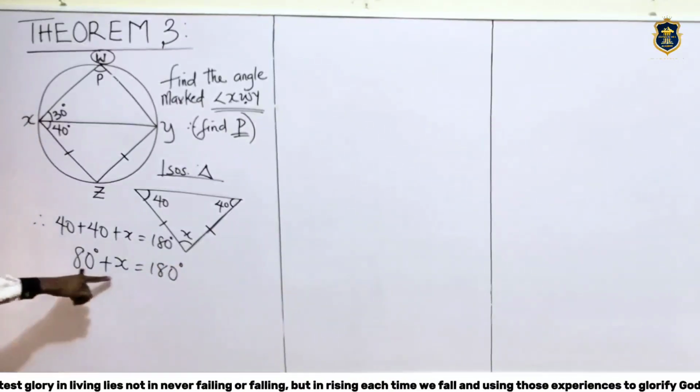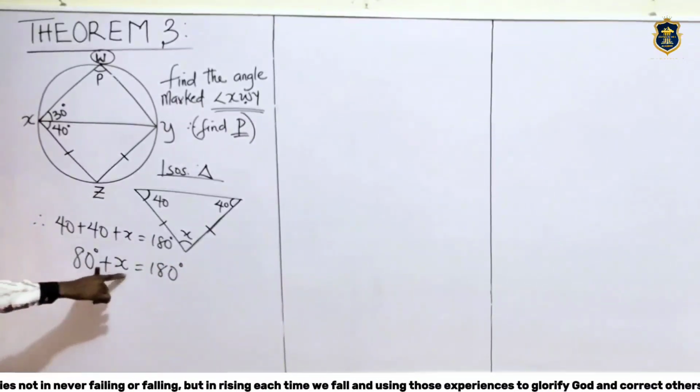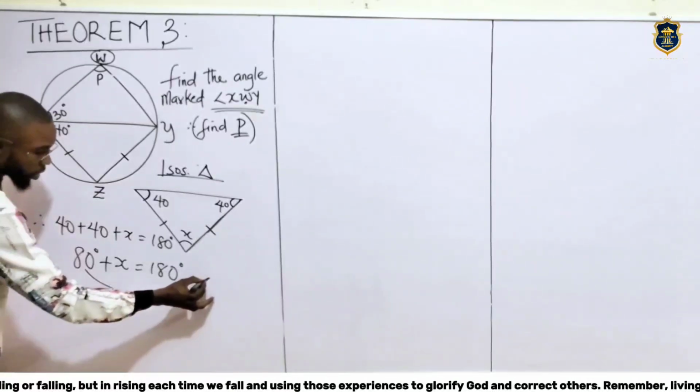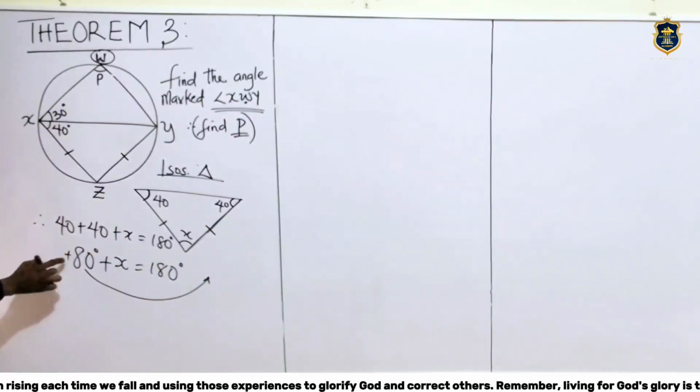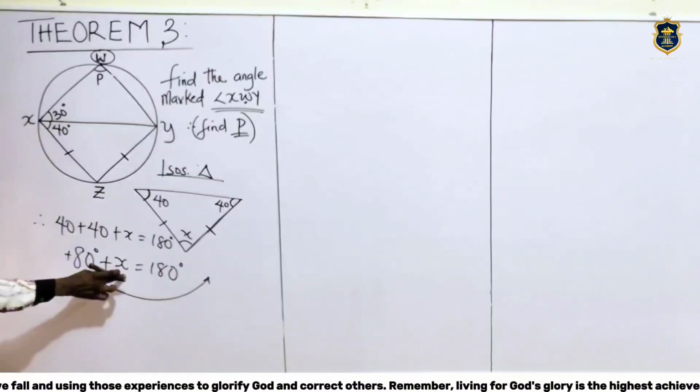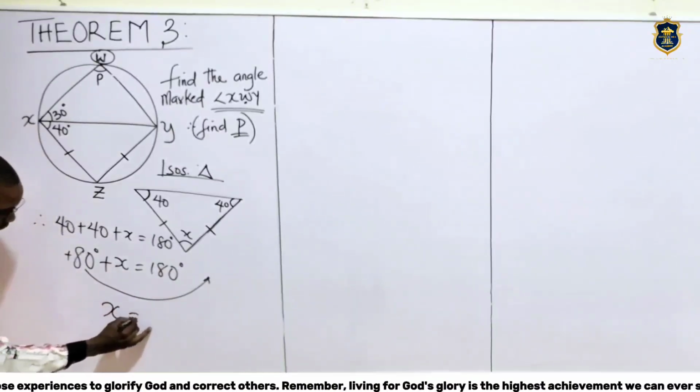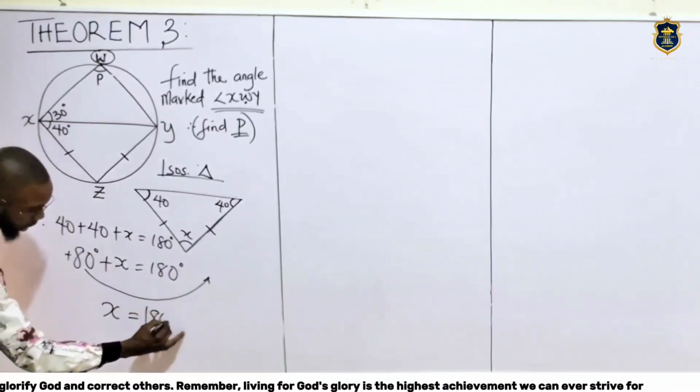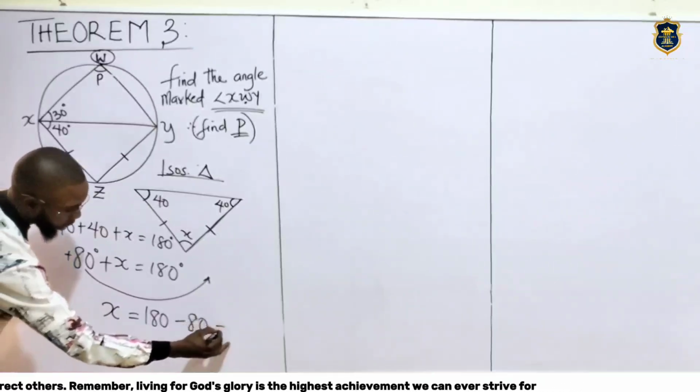So what do we do? You know that these two, they can't add now, right? A number cannot add an alphabet. So this one will come here. And the sign here, the invisible plus sign, will change to minus. We'll be left with just X here, right? So you know that X here is equal to what? 180 minus 80. And that will give us what?